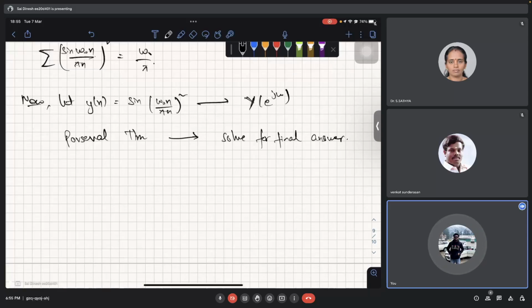This is the main part. After that you just do it one more time. You need to figure out what exactly it is. Okay, so this is the 10th question.